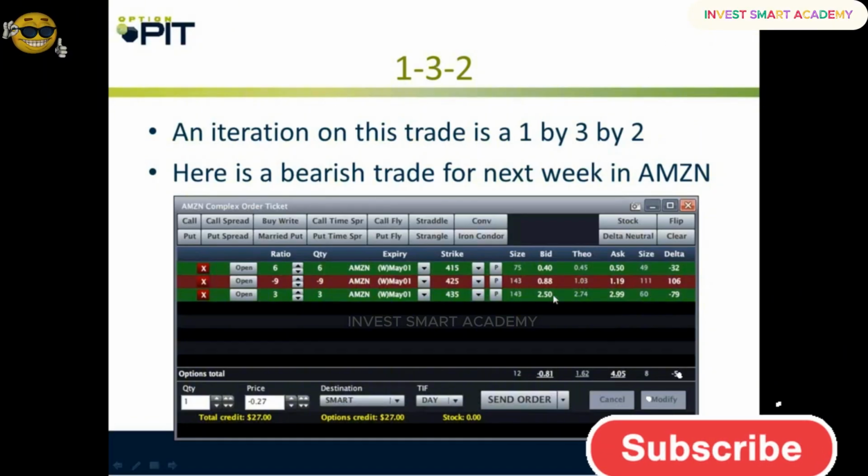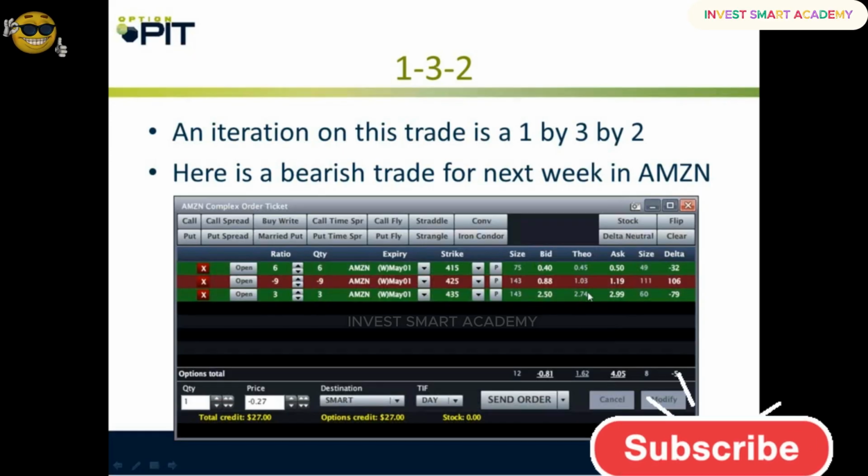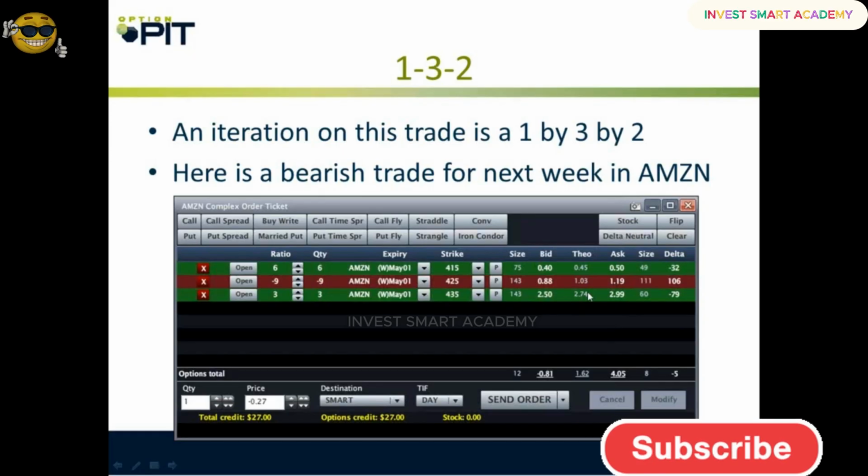So the way this trade works is I buy 3 of the 435 puts. I pay $275. I then sell 9 of the 425s and buy 6 of the 415s. Net, I pay a small debit. My total debit's $1.62.